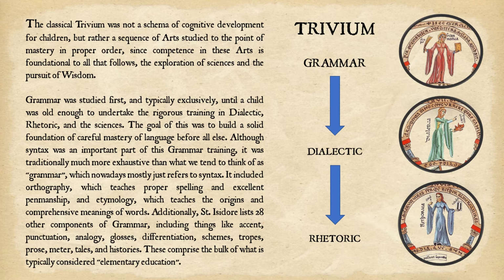It included orthography, which teaches proper spelling and excellent penmanship, and etymology, which teaches the origins and comprehensive meanings of words. Additionally, St. Isidore lists 28 other components of grammar, including things like accent, punctuation, analogy, glosses, differentiation, schemes, tropes, prose, meter, tales, and histories. These comprise the bulk of what is typically considered elementary education.